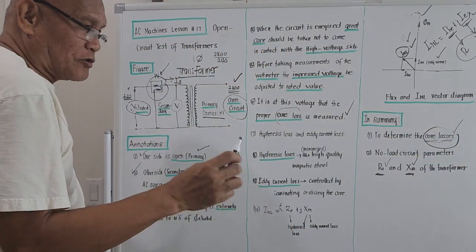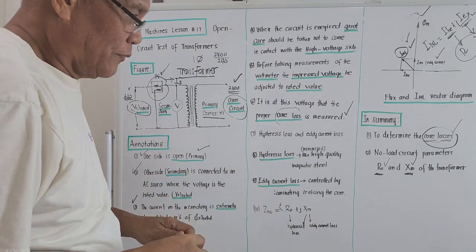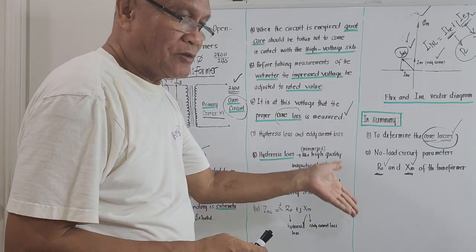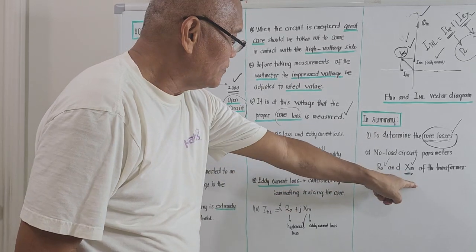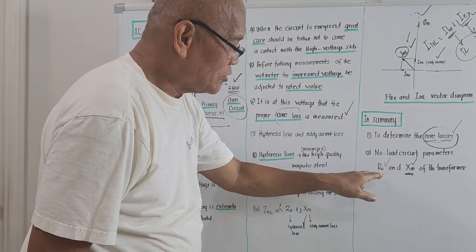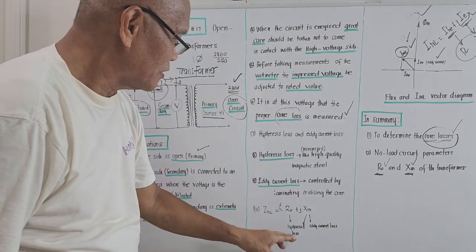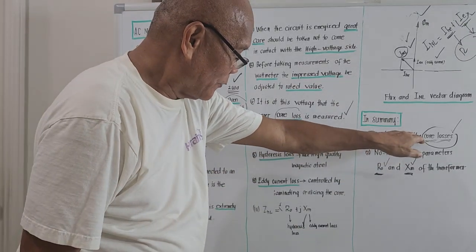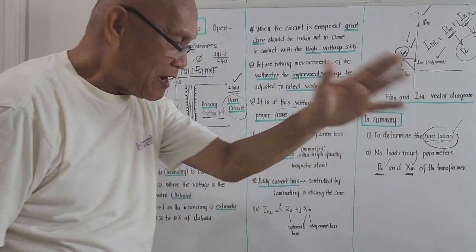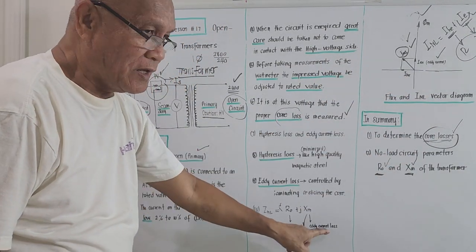And this core loss, as a side note, comes from the components R0 and XM. If we multiply these by the current, that now represents the hysteresis and eddy current loss. Meaning to say, this core loss here is actually the sum of the hysteresis and eddy current loss.